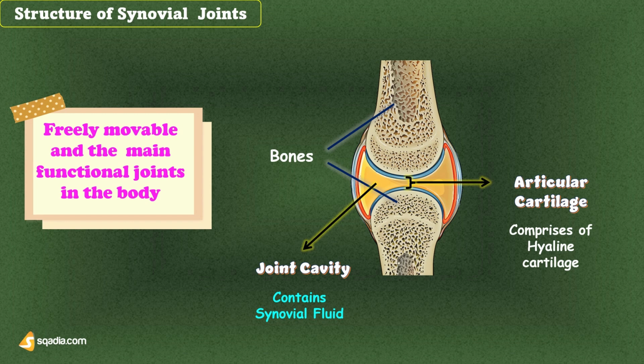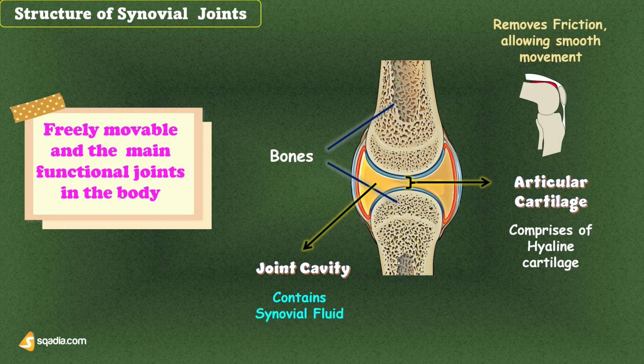Additionally, the bones are separated by a layer of cartilage, which helps to absorb shock and reduce friction. This layer of cartilage, combined with the synovial fluid, allows the bones to move smoothly and easily against one another.